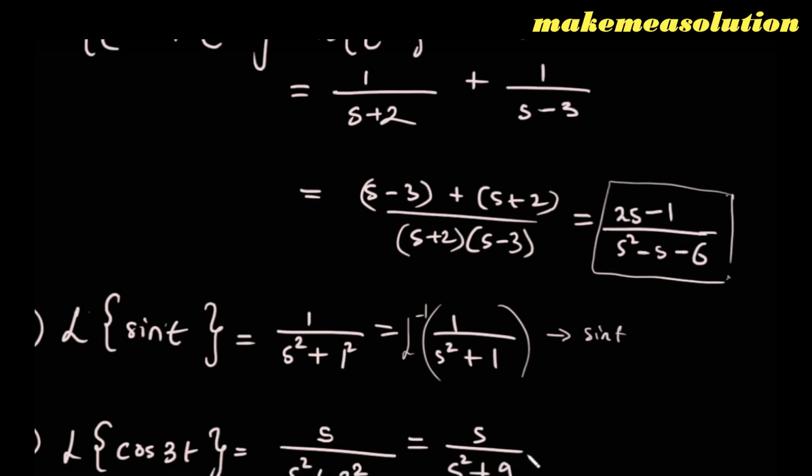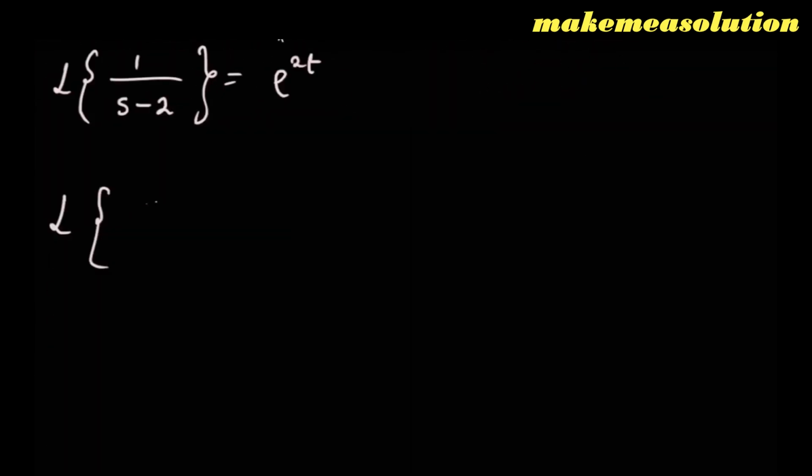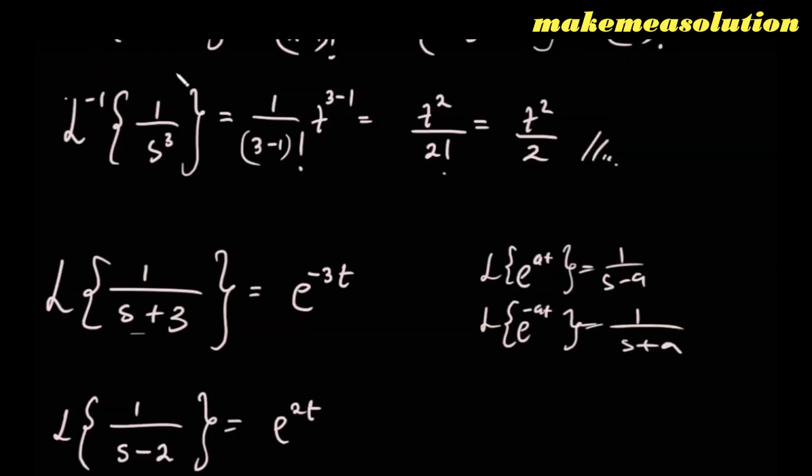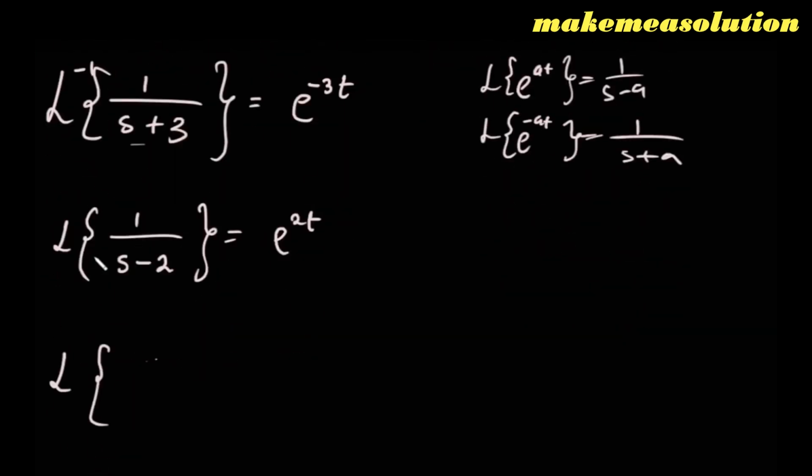2s minus 1 all over s square minus s minus 6. So follow. So we have Laplace. I've not been putting inverse. Oh, I'm sorry about that. Just some little mistakes in mathematics. The Laplace inverse of 2s minus 1 all over s square minus s minus 6.